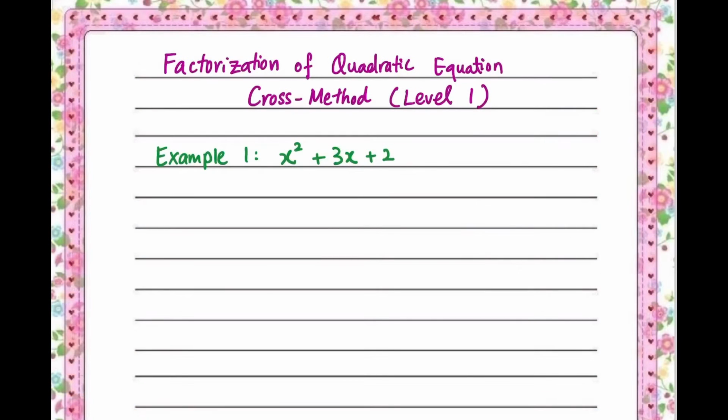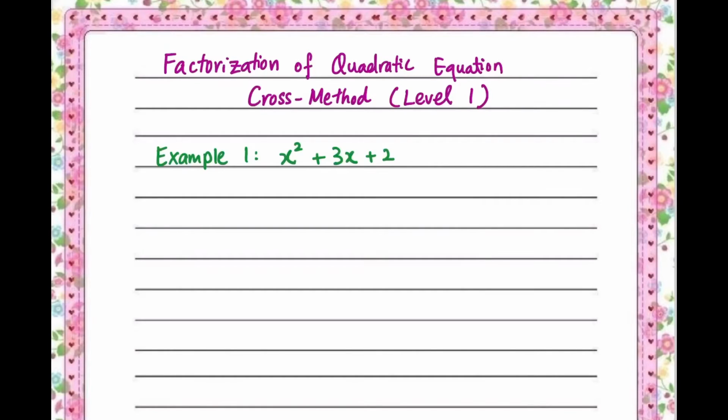Hi everyone, today we are going to learn how to do factorization of quadratic equations using the cross method, and I will be telling you guys level 1 questions. Level 1 questions mean very simple questions, just like one of the examples here that I have written down. One rule I want everyone to remember for the beginning is that your equation must be in the format of x square, x and constant.